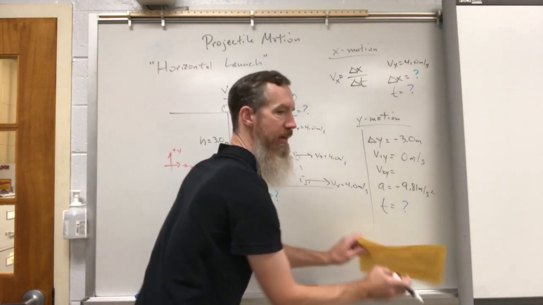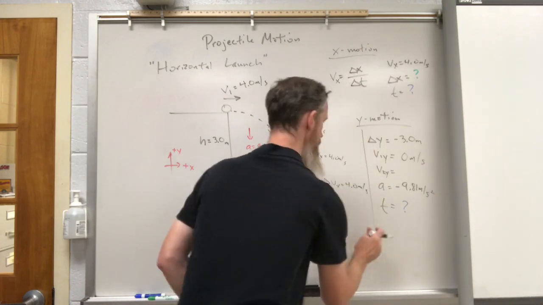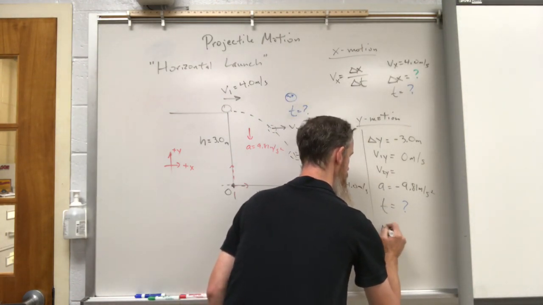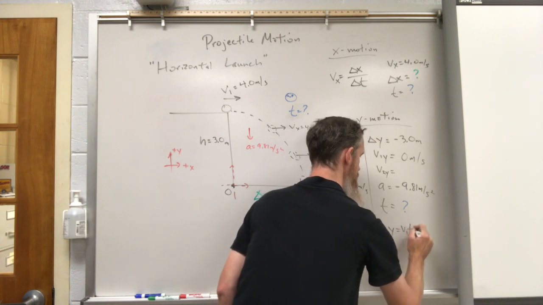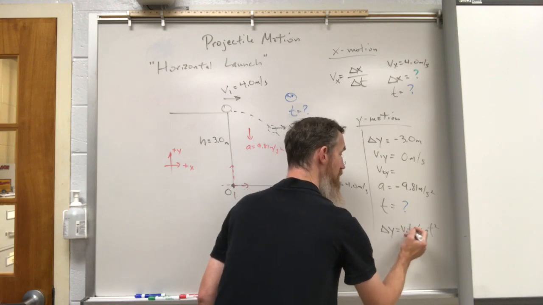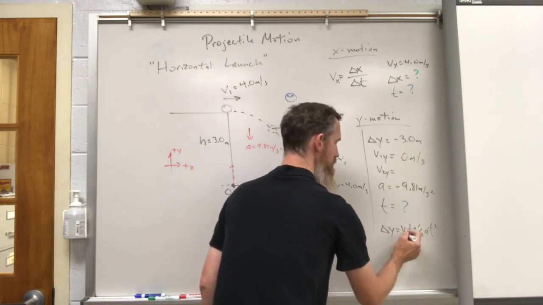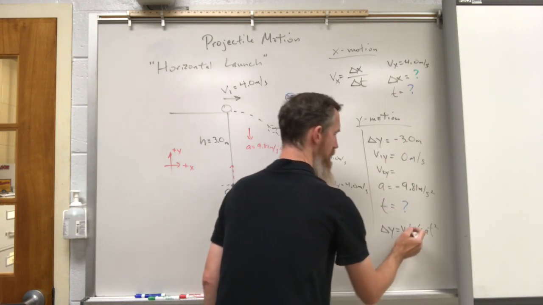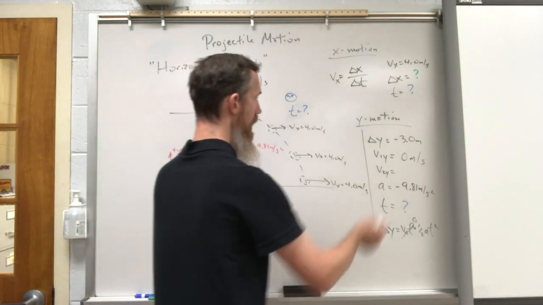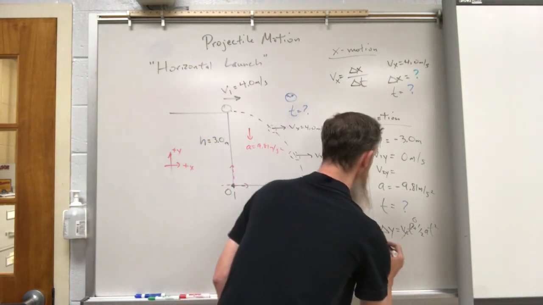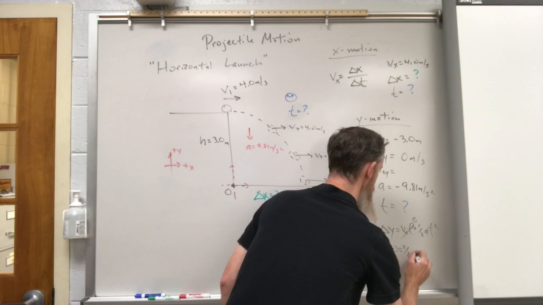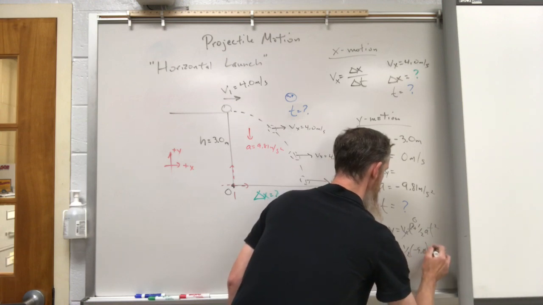Let me get the periodic table out of the way. And so in the y direction, we're going to use delta y equals velocity initial t plus 1/2 a t squared. The y velocity, now this is the y velocity, so this is vy1, and that's nothing because we had no y velocity in the beginning, up and down motion. And so we can plug in and find time.